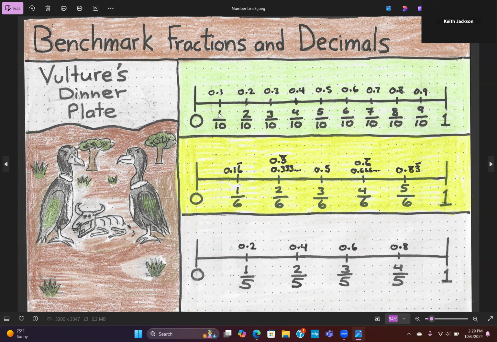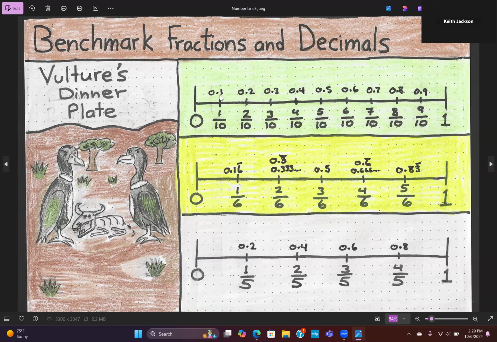Our first number line is divided into tenths. Our second number line is divided into sixths. And our third number line is divided into fifths. And let's take a look at our first number line, in which we have 1/10, 2/10, 3/10, 4/10, 5/10, 6/10, 7/10, 8/10, and 9/10. And as you can see, you can say the same thing up here as a decimal.